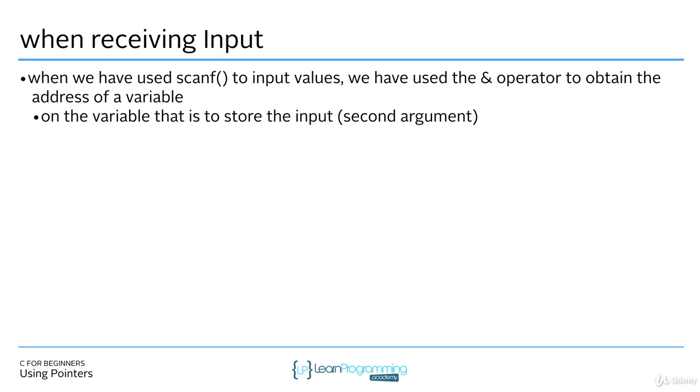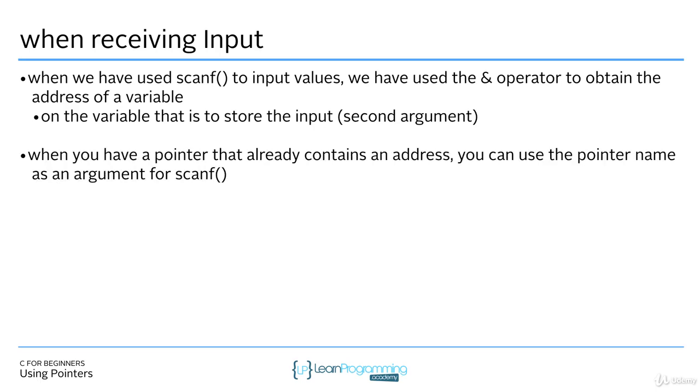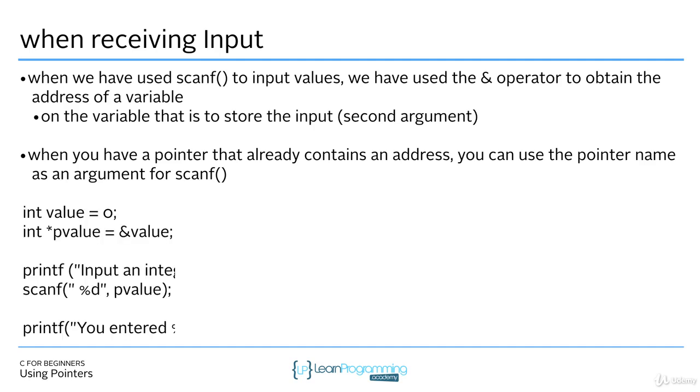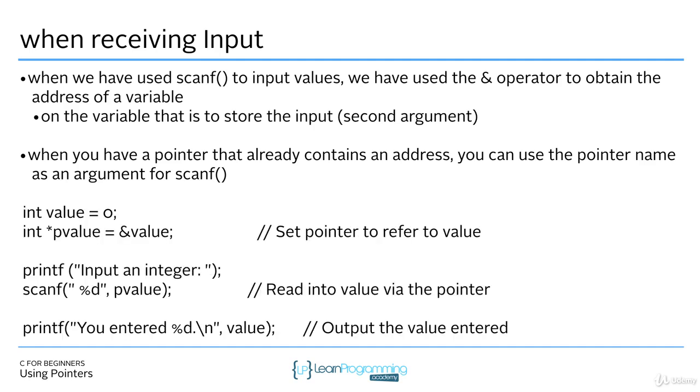Right? And the reason for that is scanf's second argument is a pointer. So we have to send it an address. Pointers only have values of addresses, right? So when you have a pointer that already contains an address, you can use the pointer name as an argument for scanf. So now you don't have to use the ampersand operator if you've actually created a pointer, because the second argument to the scanf is a pointer. And so you can just say the pointer name.